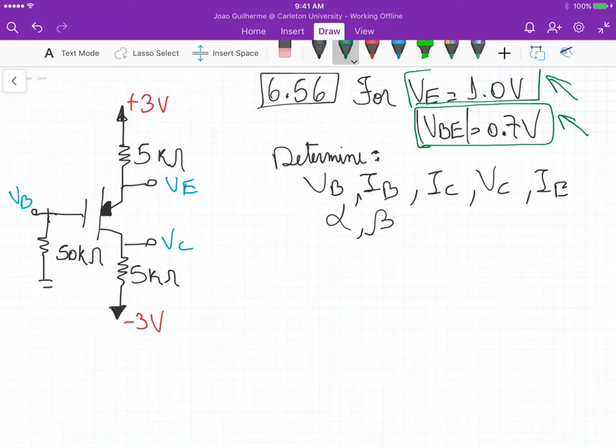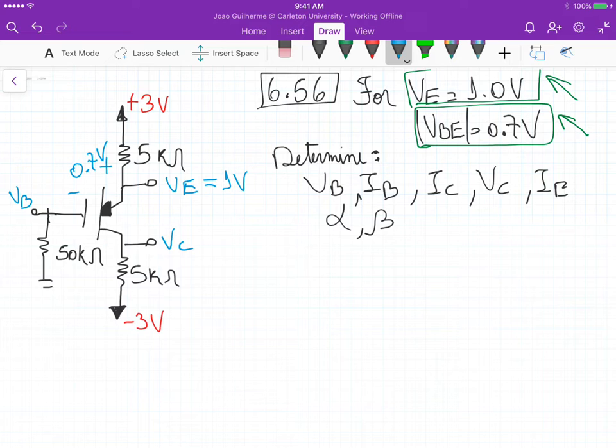Okay, if we know VE and the magnitude of VBE, we can determine all those other parameters for this circuit. One thing that we must be aware of is that this circuit has a PNP transistor. So that's why we have magnitude of VBE equals 0.7, because the potential difference between emitter and base is 0.7 volts. And we also know that VE here is equal to 1 volt.